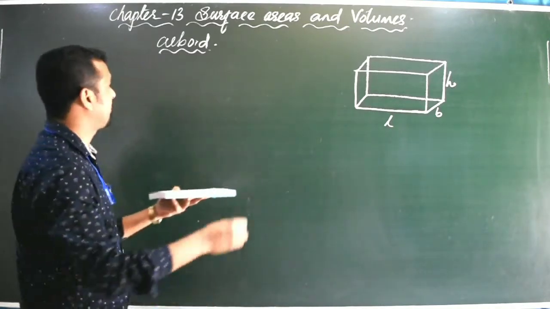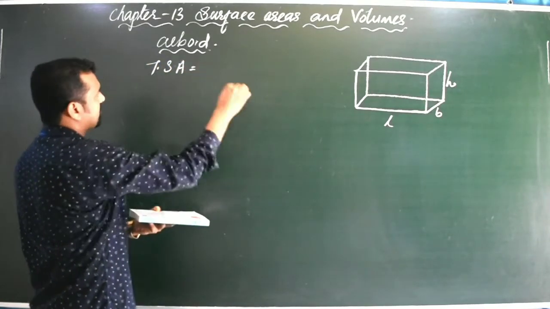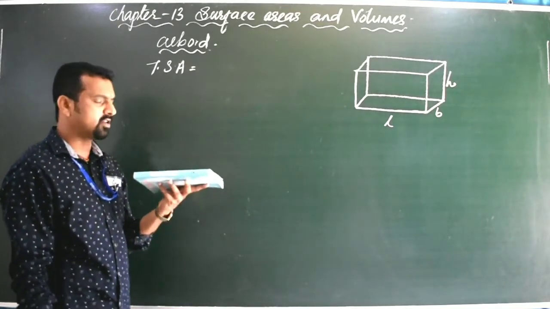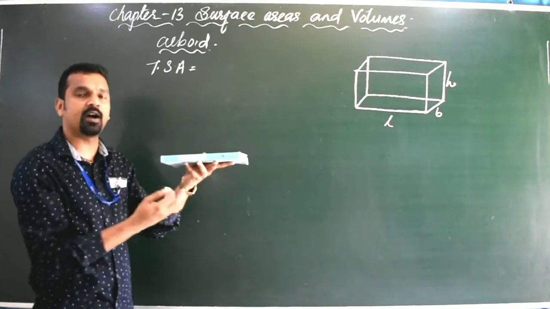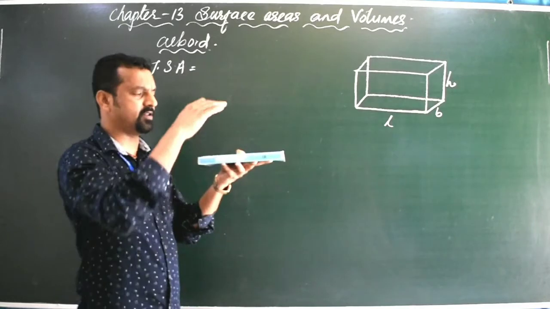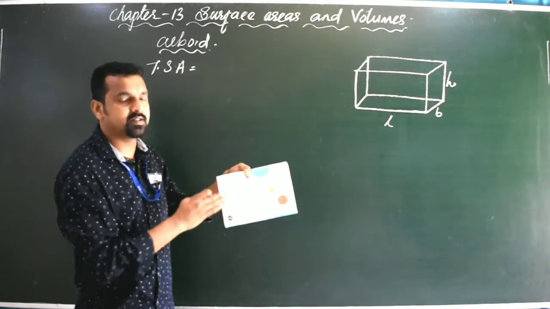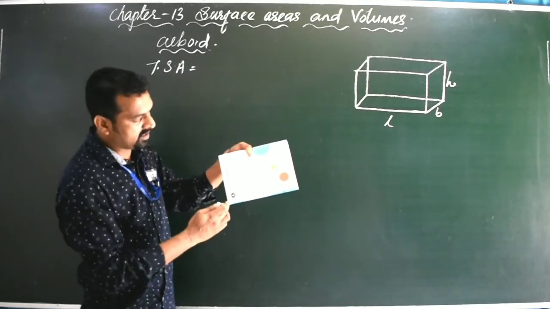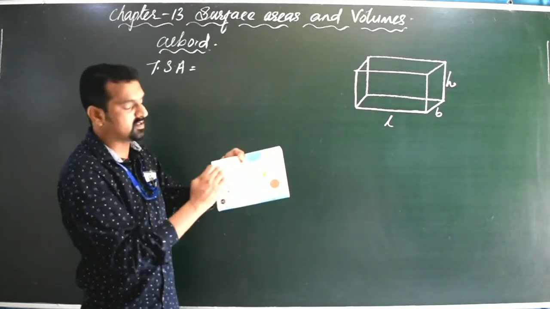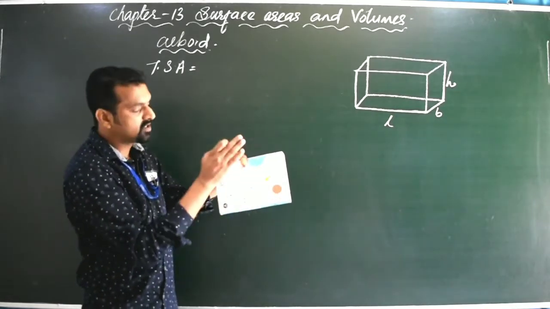Now we are going to find out the total surface area of a cuboid. Total surface area, we write as TSA. Total surface area is equal to all the faces' areas added together. So first we have to find out the area of the top face. What is the area of the top face? This face is in the form of a rectangle, and this one is the length and this one is the breadth. So its area will come.